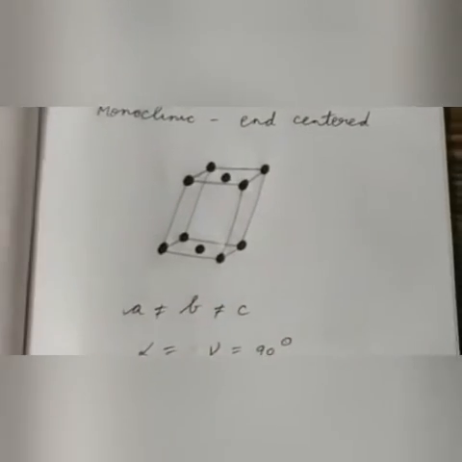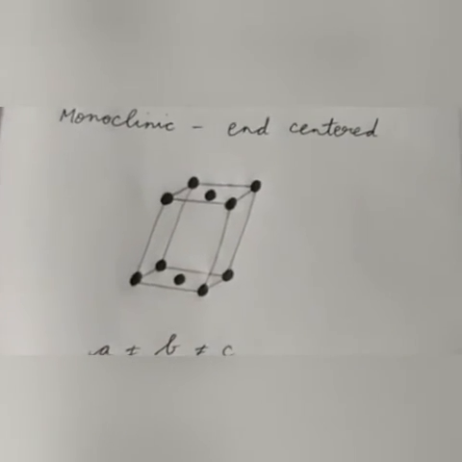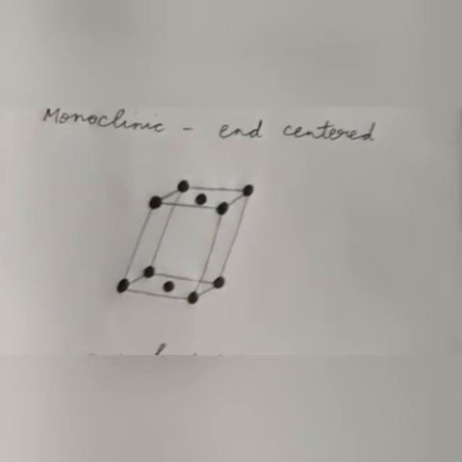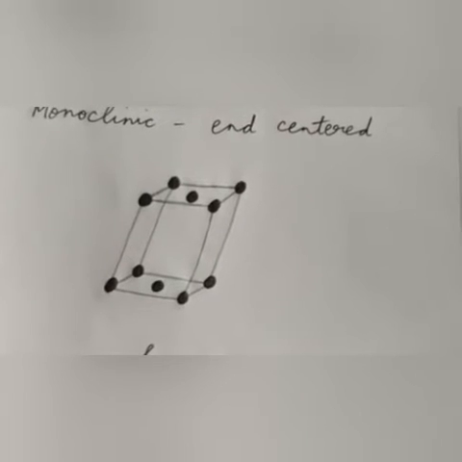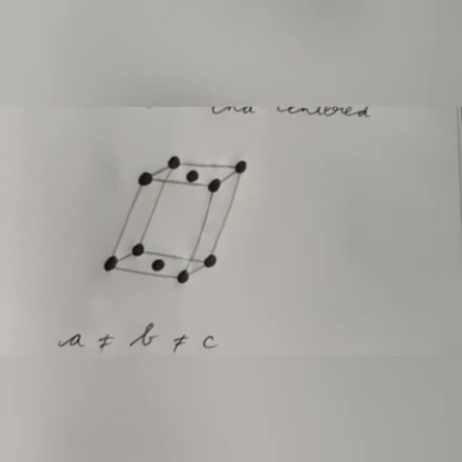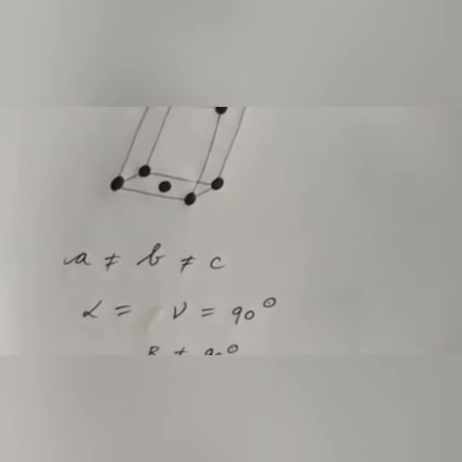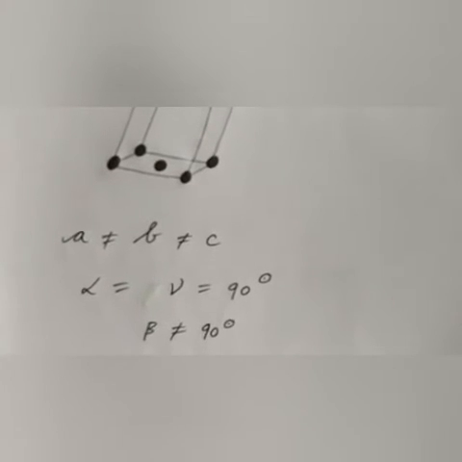Let's move on to the second type, which is the monoclinic end-centered lattice. Now, apart from the 8 corner spheres, there are also 2 face atoms. So, in this structure, just like the previous one, none of the edge lengths are equal and two of the vectors are perpendicular.